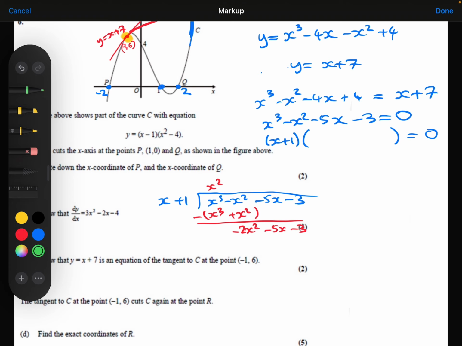And then we'll repeat the process. The x into the minus 2x squared goes minus 2x times. Minus 2x times x is minus 2x squared. Minus 2x times 1 is minus 2x. And we'll take that away. The minus 2x squared take away the minus 2x squared is 0. The minus 5x minus minus 2x is minus 3x. And then the last time, the x into the minus 3x goes minus 3 times. And so we have the other factor now, the x squared minus 2x minus 3.